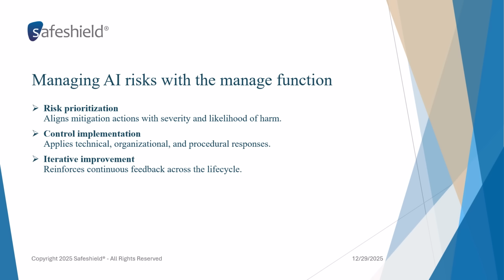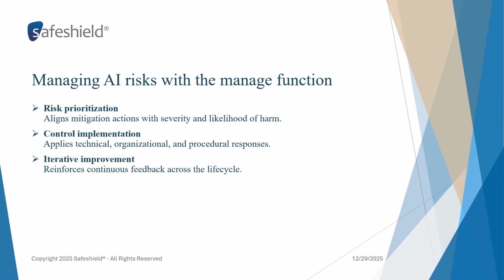The manage function focuses on prioritizing, responding to, and mitigating AI risks based on the insights generated through mapping and measurement. It translates risk understanding into concrete actions and decisions across the AI lifecycle. Risk treatment options may include modifying system design, implementing technical controls, adjusting operational procedures, enhancing human oversight, or restricting system use. In some cases, risk acceptance or system decommissioning may be appropriate.